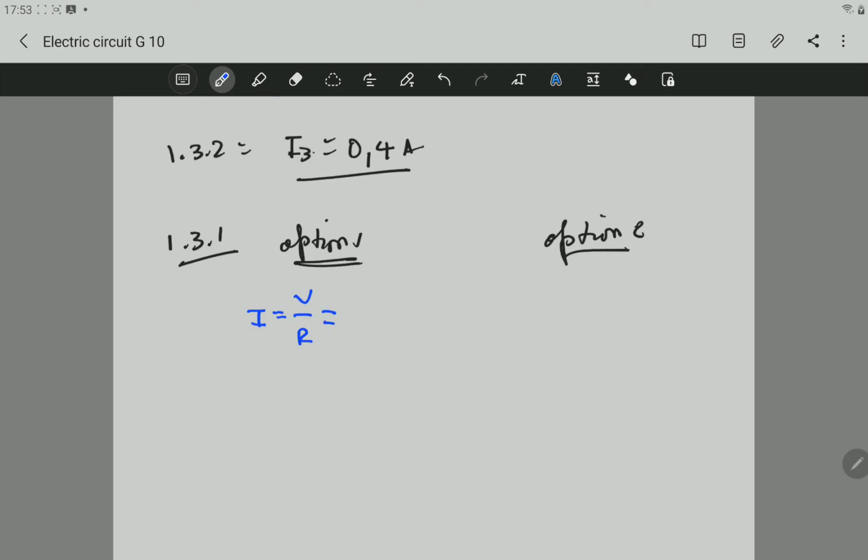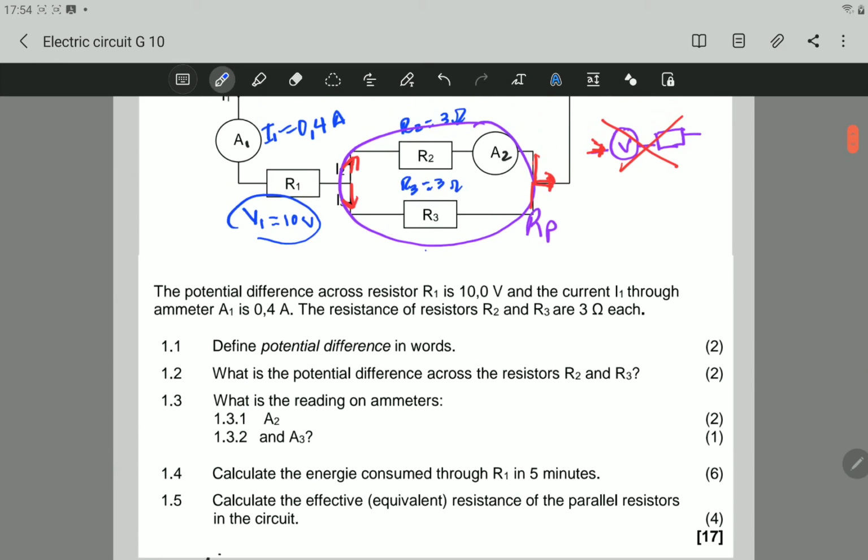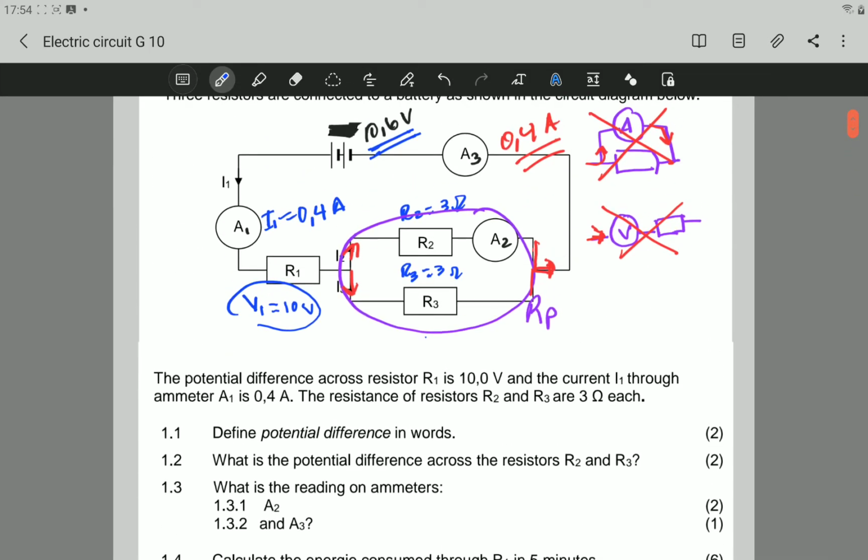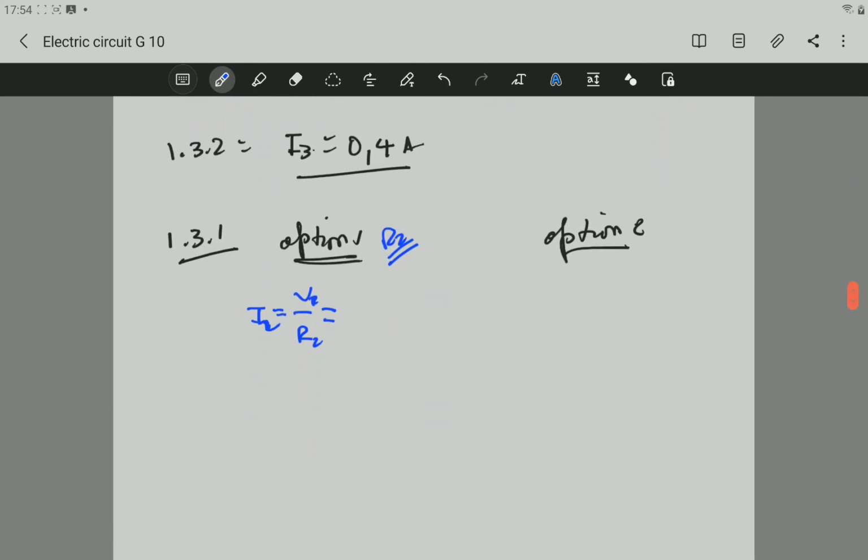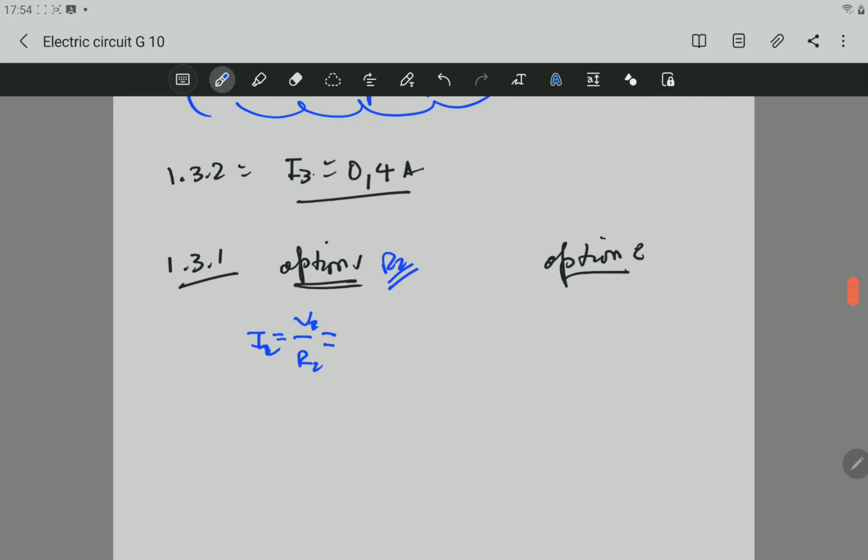We are working for resistor 2. This is for R2. So we're working with current 2, potential difference 2, resistor 2. This one is going to be equal to the potential difference, which was calculated already, 0,6, divided by resistance, which is 3 ohms. 0,6 divided by 3 is equal to 0,2 amperes. This is the first option.